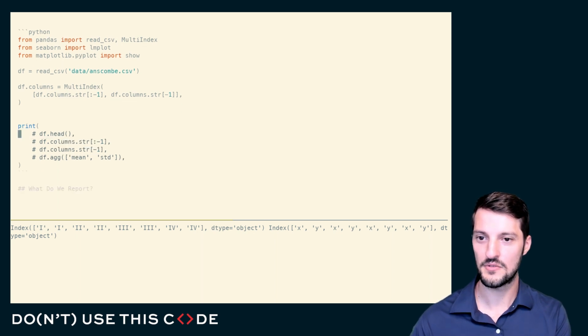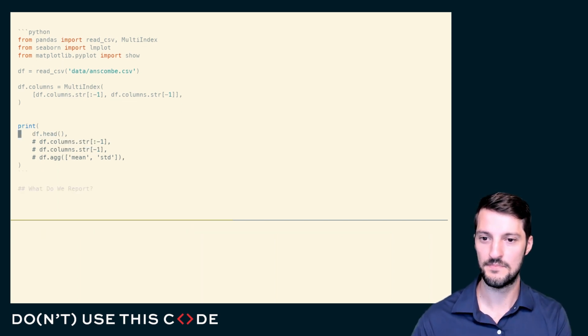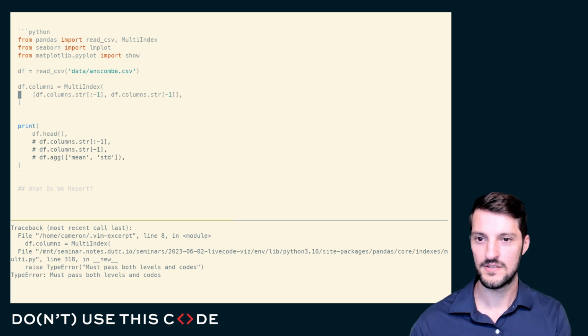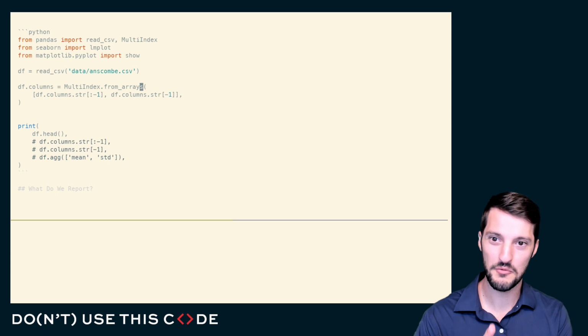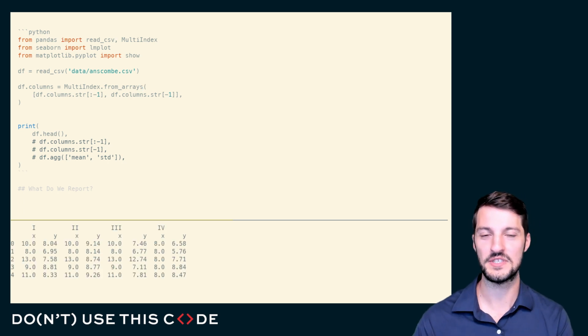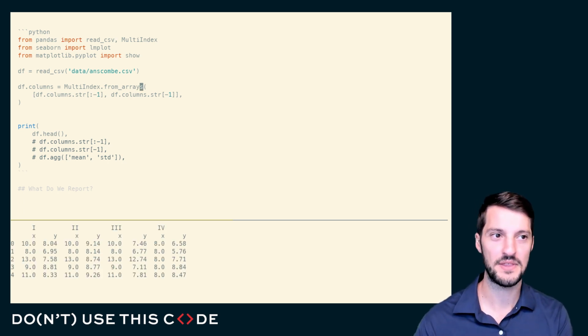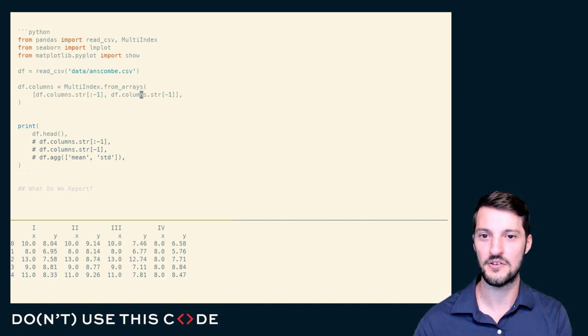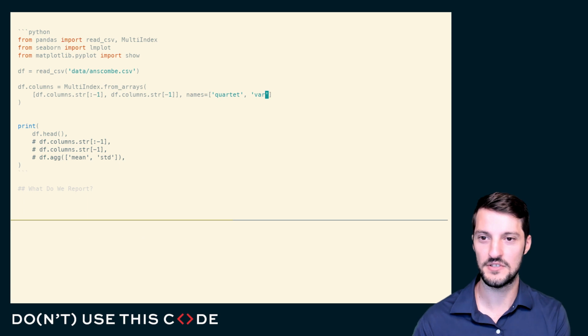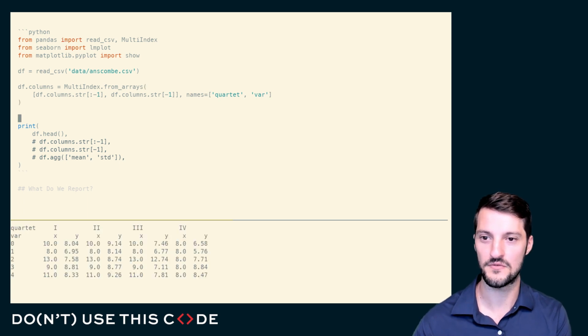Now let's take another look at the head of our data frame. Multi-index, this should be from arrays. I can never remember the original constructor of a multi-index. That's why we have all these great class methods: from arrays, from tuples, from product. But you can see I now have an out-of-band encoding. Let's give these some names. Our top level is our quartet, or our numeral, so I'll just call it quartet. And our second level is our variable, so I'll just call that var for short. You can see I've given those names.